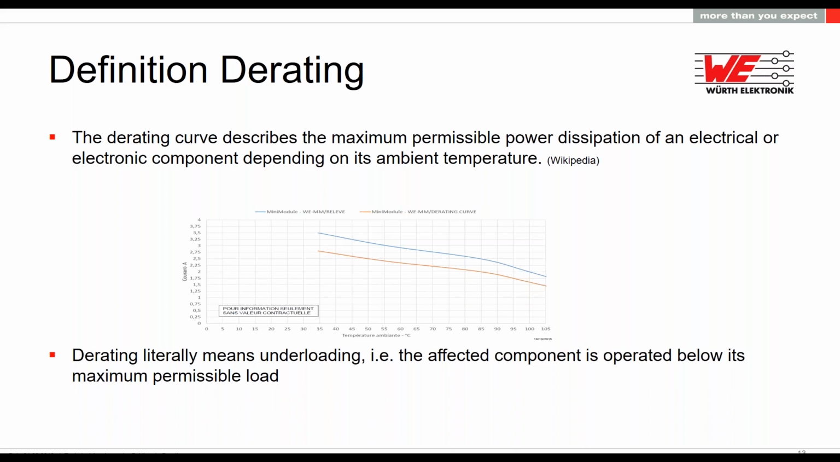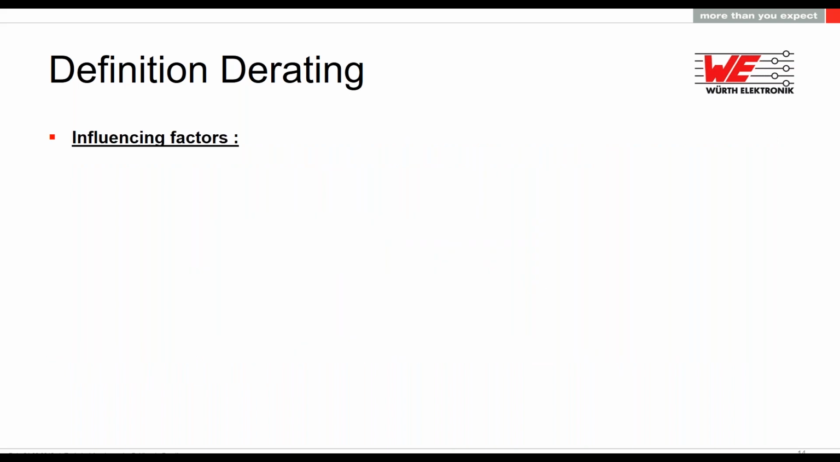We have some factors that influence derating. Thus, the ambient temperature, like we already said. So this can be air, this can be some fluid, whatever, depends what is the surrounding area. I think for our applications, most of the time, it's simply the surrounding air.